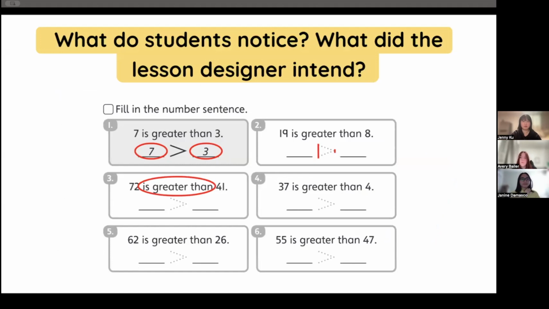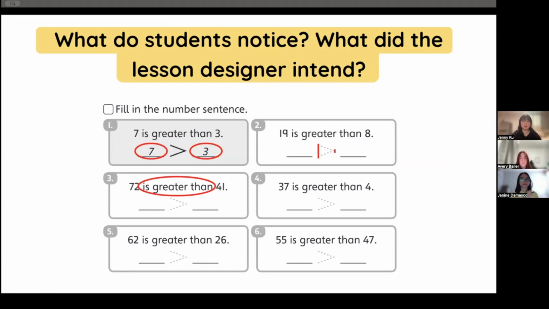What do we intend students to notice? The first thing we want the students to notice is the number on the left side of the sign must be larger than the number on the right side of the sign. We think that this is also what the designer intended for the students to notice. The second is that the sign itself goes from a big opening to a small point, which can help with visualizing what the sign means. And the third thing we want the students to notice is that the sign means greater than. And we also think that this is another concept that the designer intended for the students to notice.